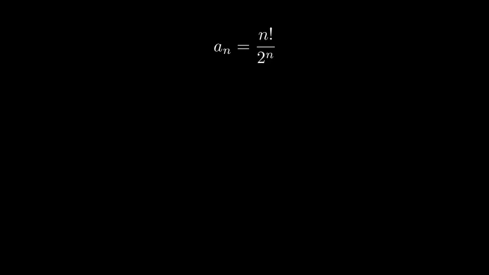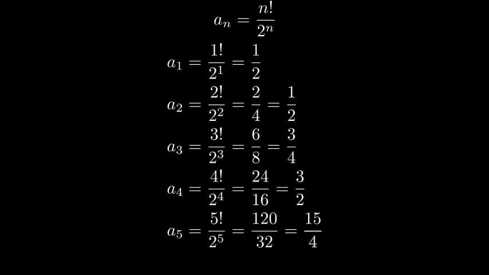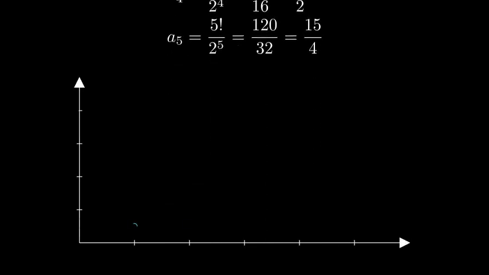Let's determine whether the sequence given by a sub n equals n factorial divided by 2 to the n power converges or diverges. To determine convergence, let's try to analyze the sequence by looking at some terms. Let's calculate the first few terms of the sequence. Looking at these terms, we can see that the sequence appears to be increasing. Let's visualize this with a graph.